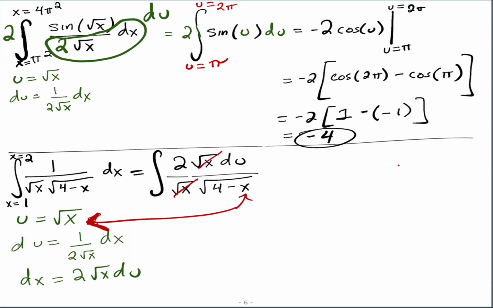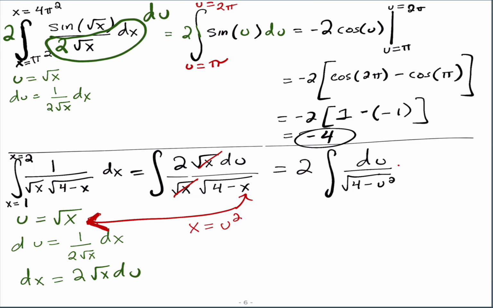What is x equal to? U squared. X equals u squared, right? You can solve for x there. So then you go, okay, well, this is equal to 2 times the integral of du over the square root of 4 minus u squared.